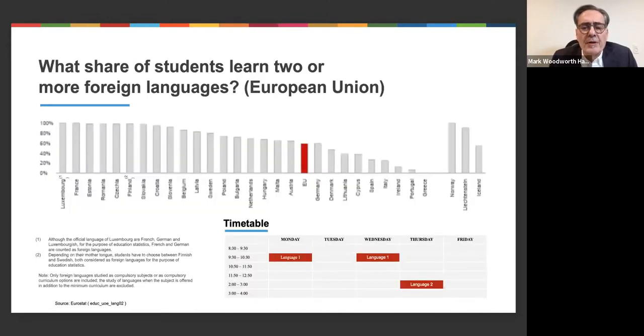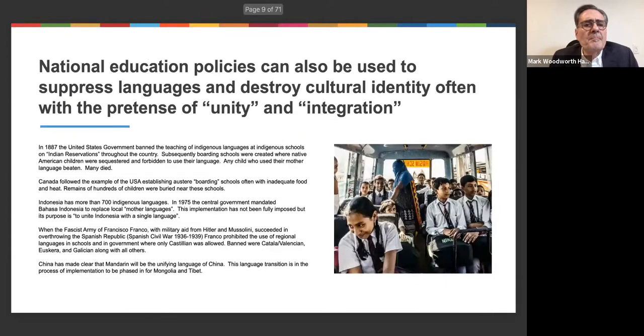Next. This is a graphic picture of what's going on in the European Union. And as you can see, many of the countries have 100% participation in the 2 foreign language approach of education. The average is more than 60% throughout the community, with some countries being, as you can see on the right, Portugal, Greece, much less likely to be teaching 3 languages than the other countries.